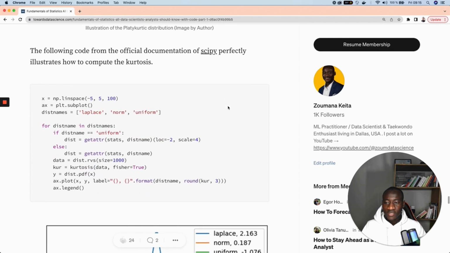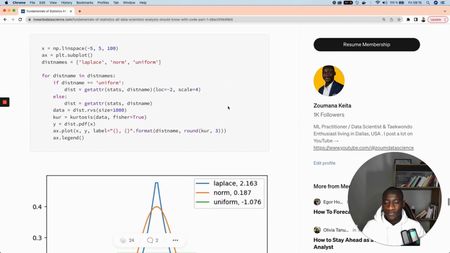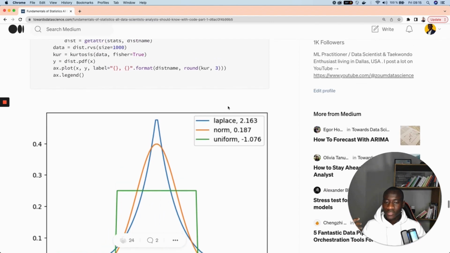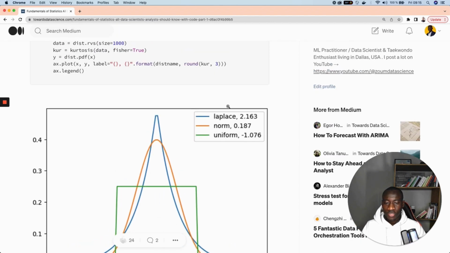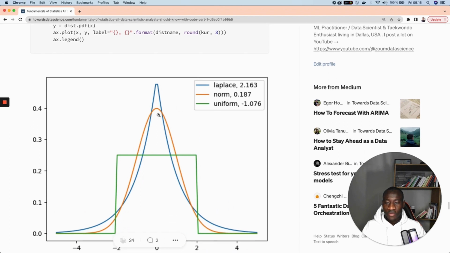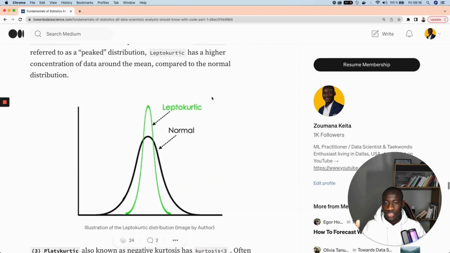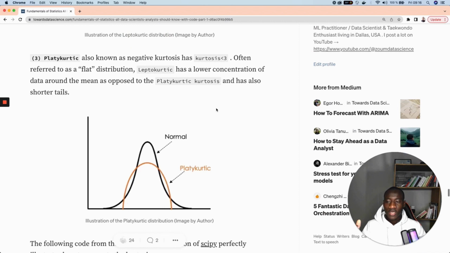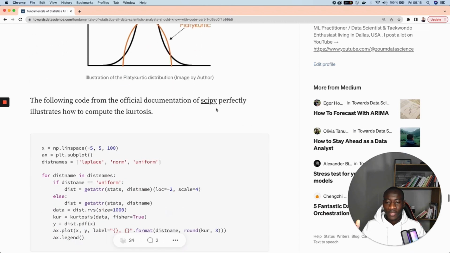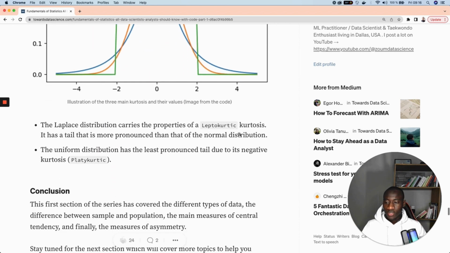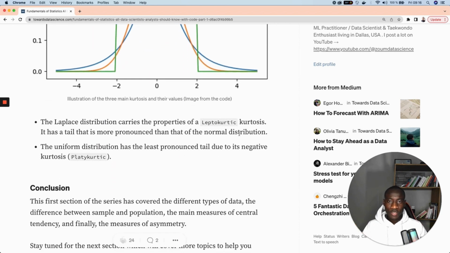This is the Python code that gives an illustration of each type of distribution of the data. As you can see, we have a normal distribution here in orange. The blue one is a Laplace function, which corresponds to a leptokurtic, and the third one is a platykurtic, which is a uniform distribution. So this is the first part of the foundation of statistics.